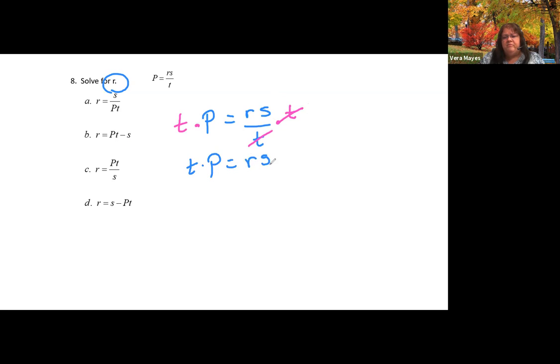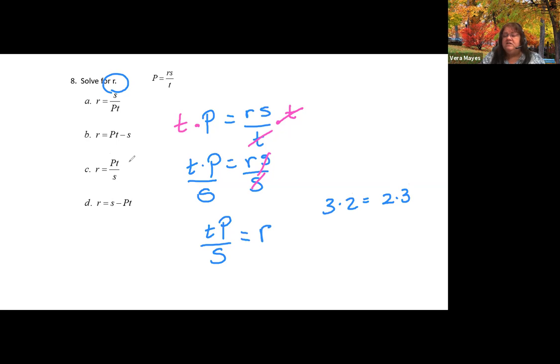S is multiplied by my R, so now I can divide both sides by S. I can see it cancels. And then my final answer is TP over S equals R. They put PT, but the order doesn't matter because 3 times 2 is the same thing as 2 times 3. When you're multiplying, this is commutative. So if you get T times P, look for one that has T times P; their order might be PT, same answer.